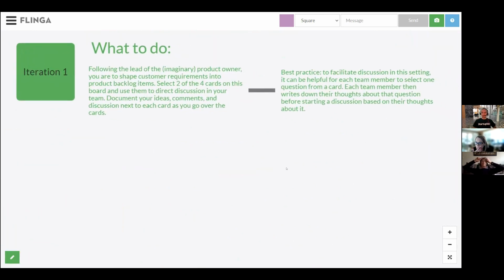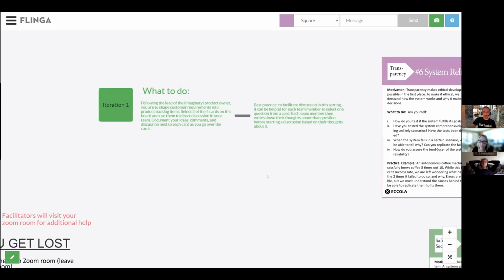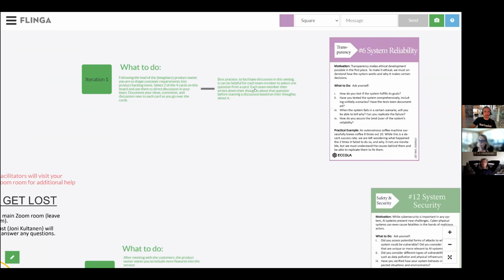Just on the table of the product owner, we are returning to the first iteration, and the customers are giving some requirements, and we need to narrow down what we will actually start to do. We will select 2 of the cards by your discussion. You can discuss in a group which of these 2 you select.